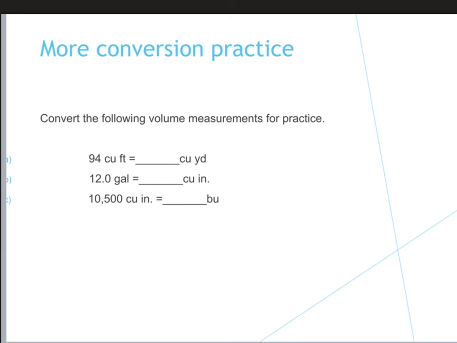So for A, you should have gotten 3.48 cubic yards. B, 2,772 cubic inches. And C would be approximately 4.88 BUs. If you have any questions, please put it in our team channel so other students may also see the question and my answers.